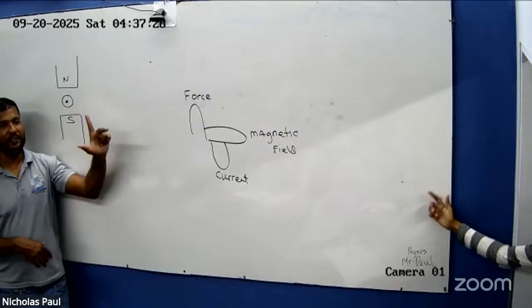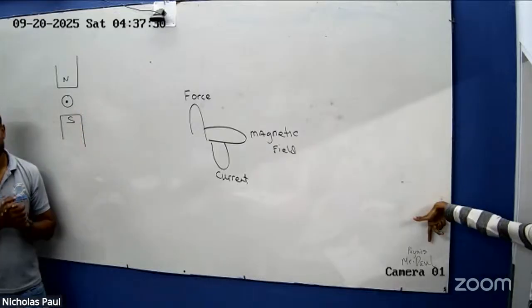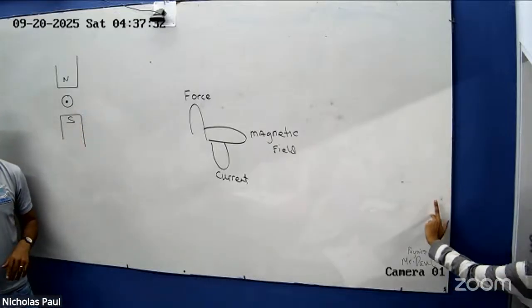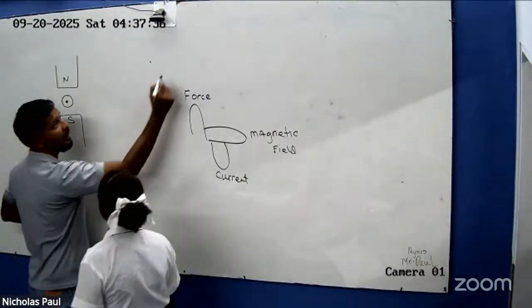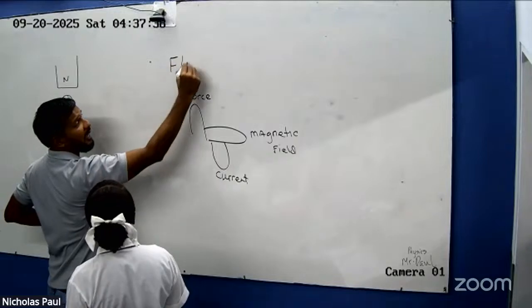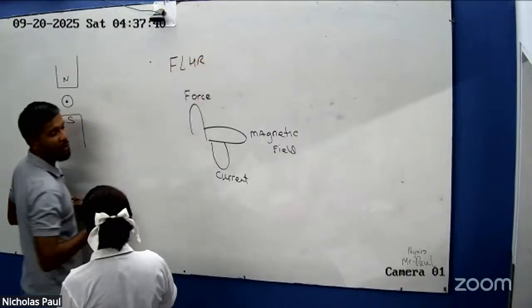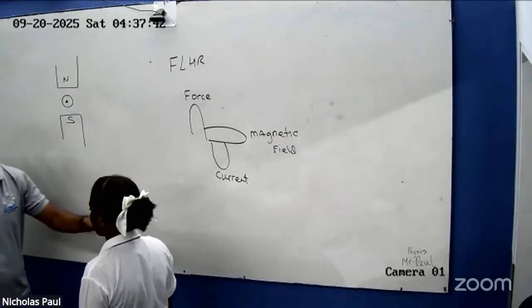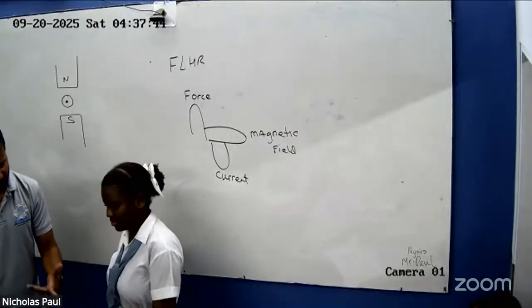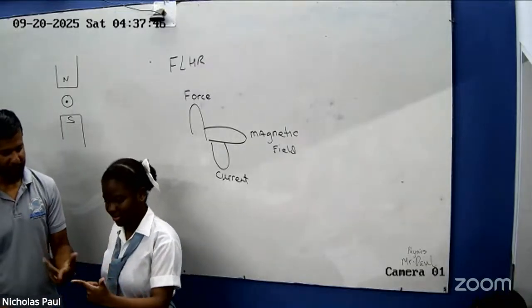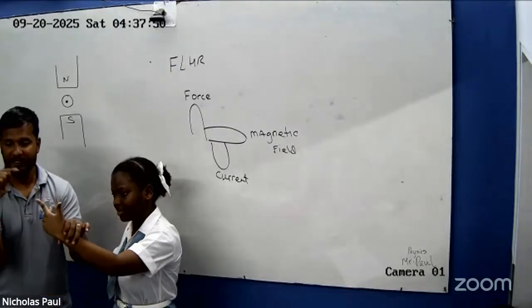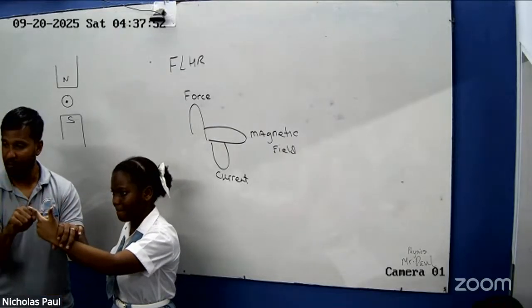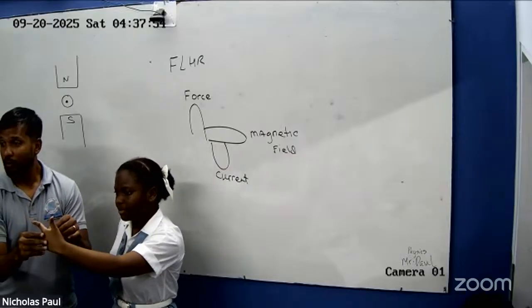Right, online, so I'm going to show you how to use the rule. Left hand. Remember, the name of the rule is Fleming's. I'll give you a note just now. Left hand rule. So you must use your left hand. So watch this here. Left hand. Do this. Right. Everybody okay? Force, magnetic field, current.